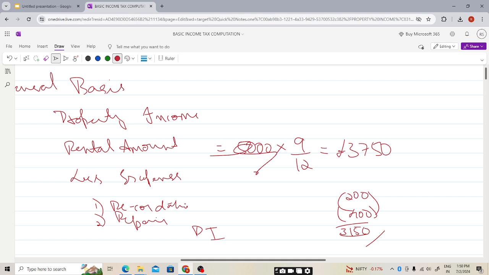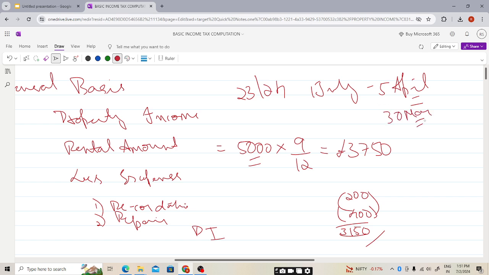In this example, see here, students, the rent which we receive is only for the tax year 23-24, 1st July till 5th April. So we'll be calculating on a monthly basis, not on a day-to-day basis. So we'll consider till 30th March only. For this period only the 9 months relates, this 3,000 relates to 9 months. The rent due on 1st April we'll be receiving, it will be a liability to us.